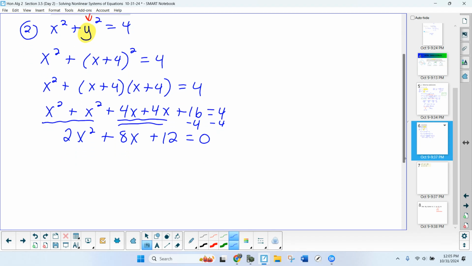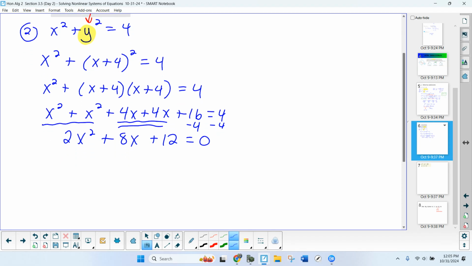Is everybody good with how I've gotten to this step? Because we went a little fast there. Okay, what do you do now, Landon? What could you do to make life a little easier? Be careful, it's GCF. Okay, so what's your GCF? 2. So we're going to divide everything by 2. When you do, what do you get? X squared plus 4x plus 6.